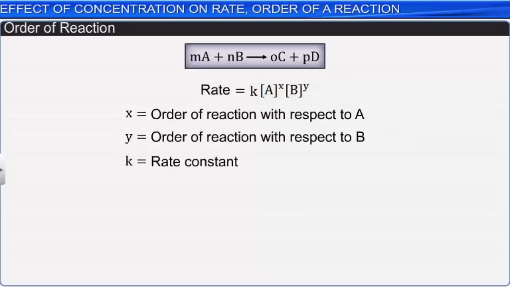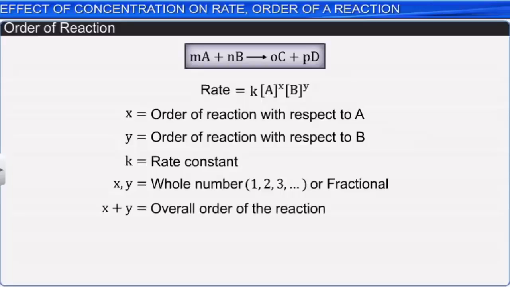Also, x or y is usually a whole number integer, such as 1, 2, 3, or fractional. The sum of the exponents x and y gives the overall order of the reaction. Thus, the order of the reaction is defined as the sum of the powers of the concentration terms in the rate law.